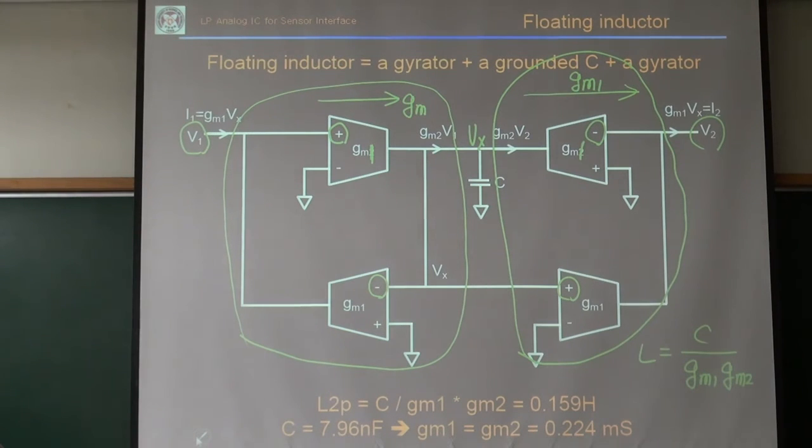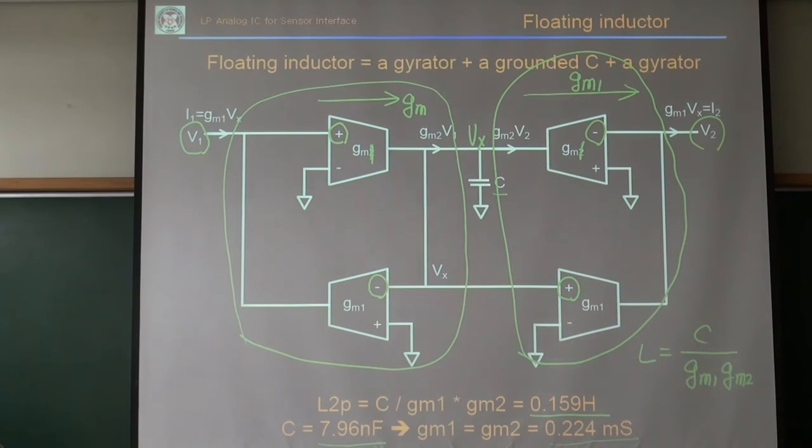So to implement the inductor of 0.159 Henry, if we assume this capacitor is the same 7.96 nanofarad, the same grounded capacitor, CP1, CP3, then my GM1, GM2 is calculated to be 0.224 millisiemens.